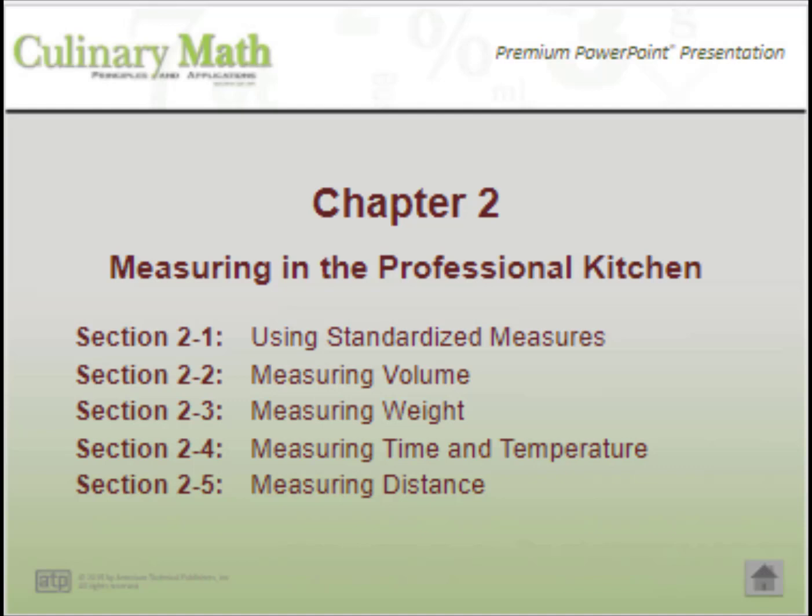Chapter 2. Food service operations must be able to produce food that is consistent day after day in order to be successful. The accurate measurement of the ingredients used in recipes is key to maintaining that consistency. Every employee must understand the standards used for measurement and also be able to use the wide variety of measurement tools found in the professional kitchen.